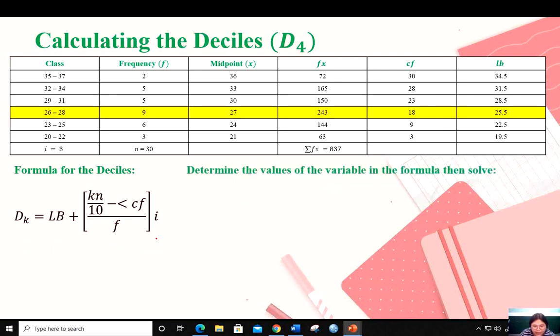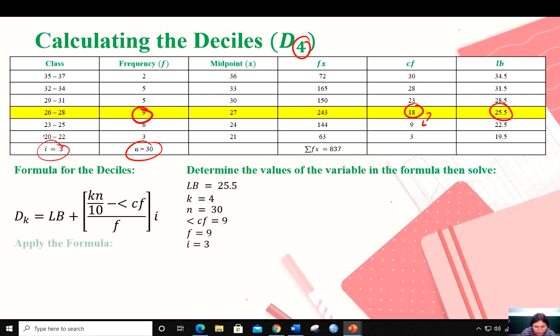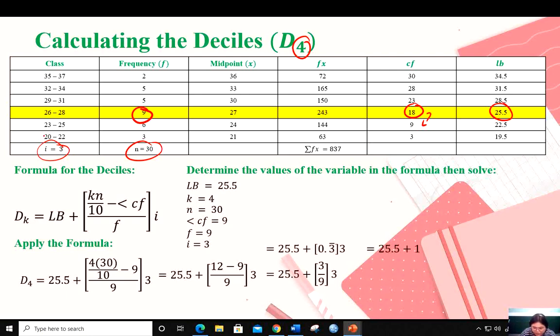Let's do that. Our lower boundary is 25.5. Our k is 4. Kasi yung position na titignan natin sa decile. Our n is 30. Ang cumulative frequency ng decile class is 18. Hinahanap natin is less than cumulative frequency. So, ibig sabihin yung preceding yung nasa baba. Kaya ang ating less than CF is 9. Our frequency is 9. And our interval is 3. Okay, let's input this on our formula. Okay. Mas mabilis to class kung i-input nyo to sa calcu, diretso. So, the answer for D sub 4 is 26.5.